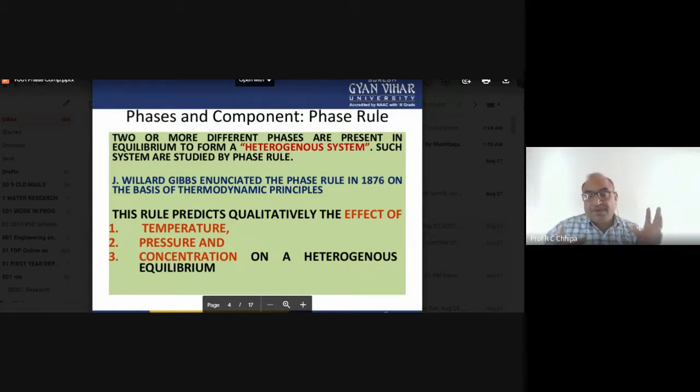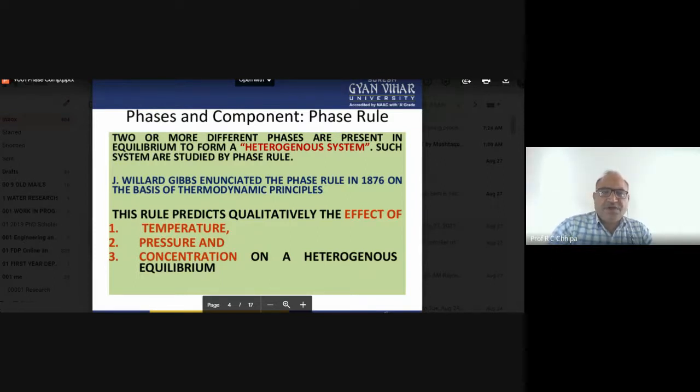So the liquid has a vapor pressure, and when that vapor pressure equals the atmospheric pressure, that will be the boiling point. So what happens at 100 degrees centigrade: when the water is heated, we are giving heat, we are increasing the temperature. At 100 degrees centigrade, water will be converted into water vapors, and that temperature is called the boiling point. However, here the involvement of pressure is also there: the atmospheric pressure, and then the vapor pressure generated by the water itself. Therefore, two or more different phases are present in equilibrium to form a heterogeneous system, and such systems are studied by the phase rule.